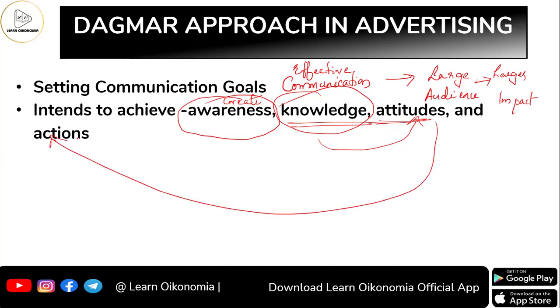Once you have a favorable attitude towards a particular product, you will buy that product if you think it is affordable to you, isn't it? But if you have an unfavorable attitude towards a product, even if you have money, you won't purchase it, because you know that your money is not meant to be wasted on something unnecessary and wasteful, isn't it? So this is the basic idea that the DAGMAR approach in advertisement follows.